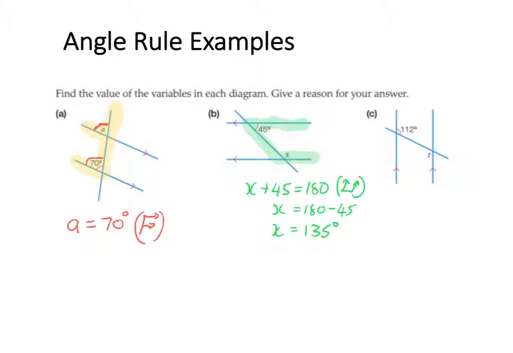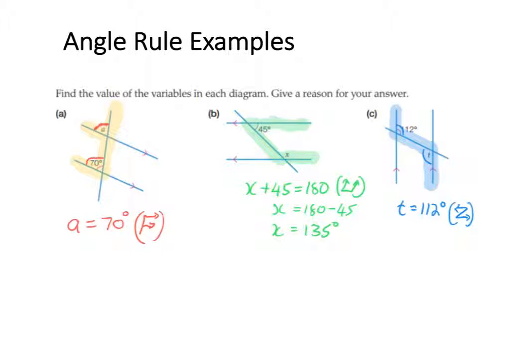Having a look at the last one, C, with my two parallel lines, I can form this time a letter Z. And using the alternate angle rules, I know that this angle here and this angle here are going to be the same. So I can say that angle T is equal to 112 degrees because of my alternate angle rule. And I just write the symbol to say that that is what rule I'm using to prove that angle T is equal to 112 degrees.